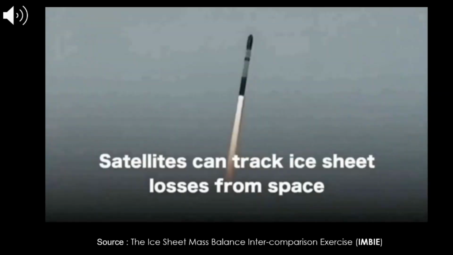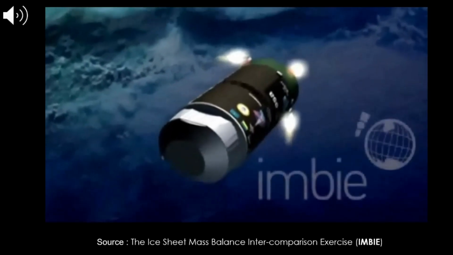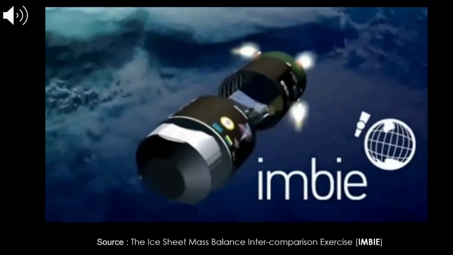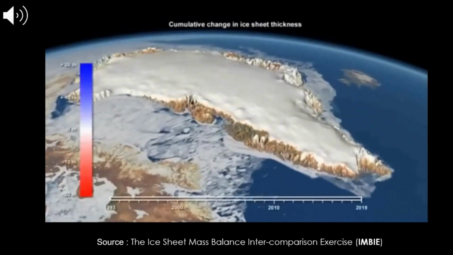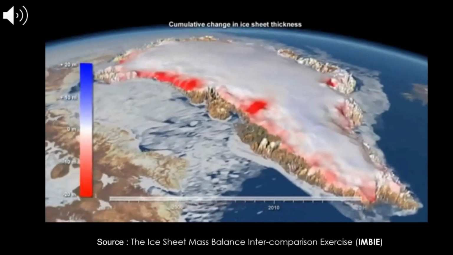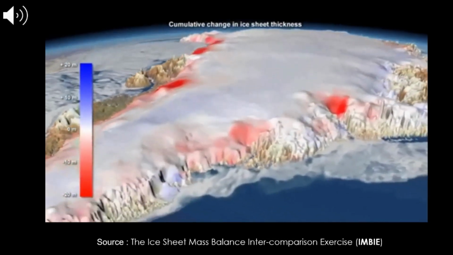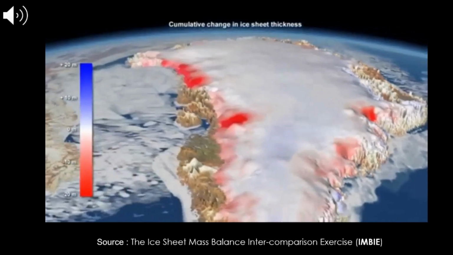Oceans getting warmer means thermal expansion, a significant shift in climate change, since glaciers are melting. Greenland ice sheet contribution to global sea level rise. And this is the cumulative change in ice sheet thickness.